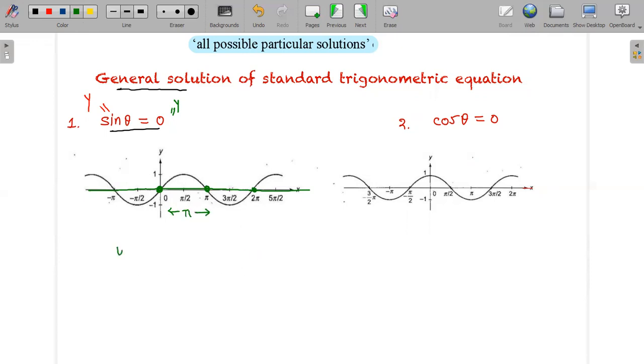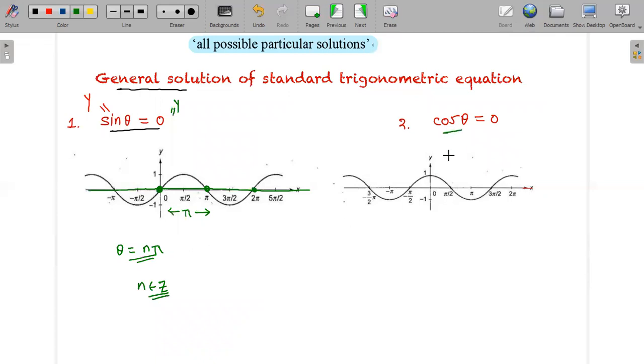That means that theta can be generalized using a variable n, where n is any integral value. So theta equals n pi will become the general solution for sine theta equals 0. Now let us move to the next one.